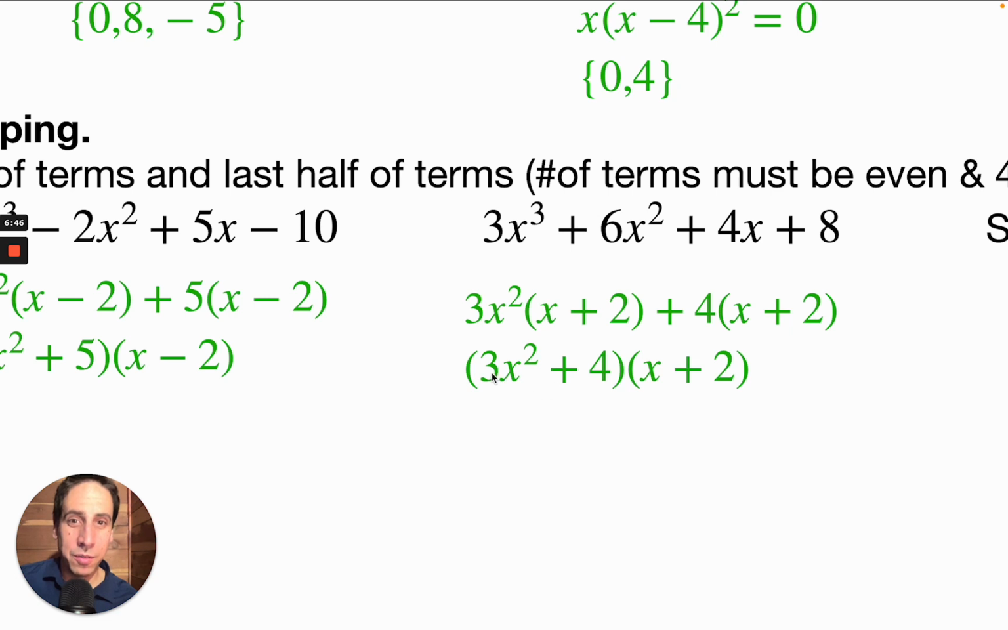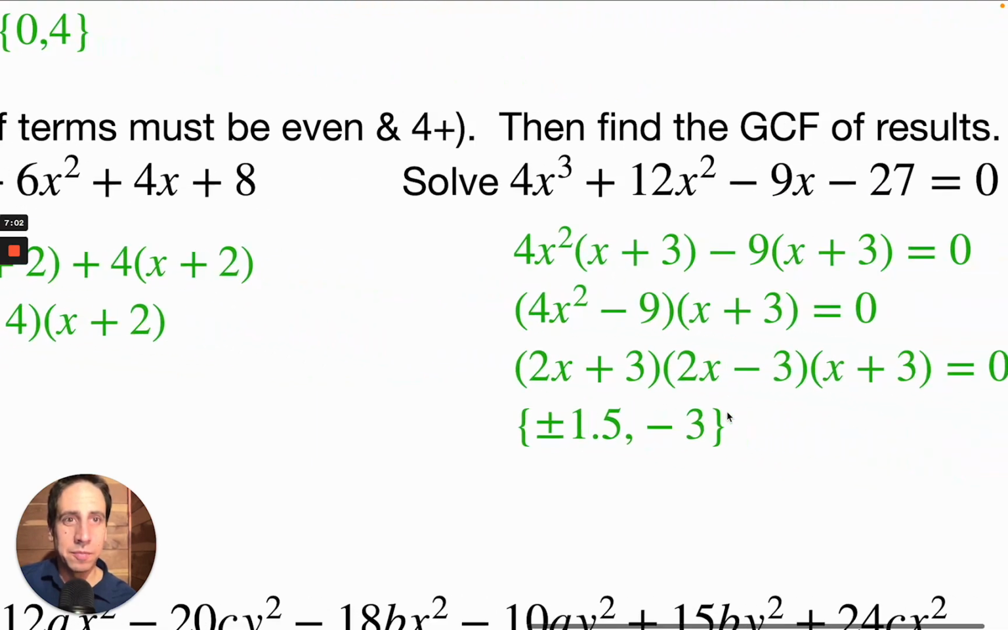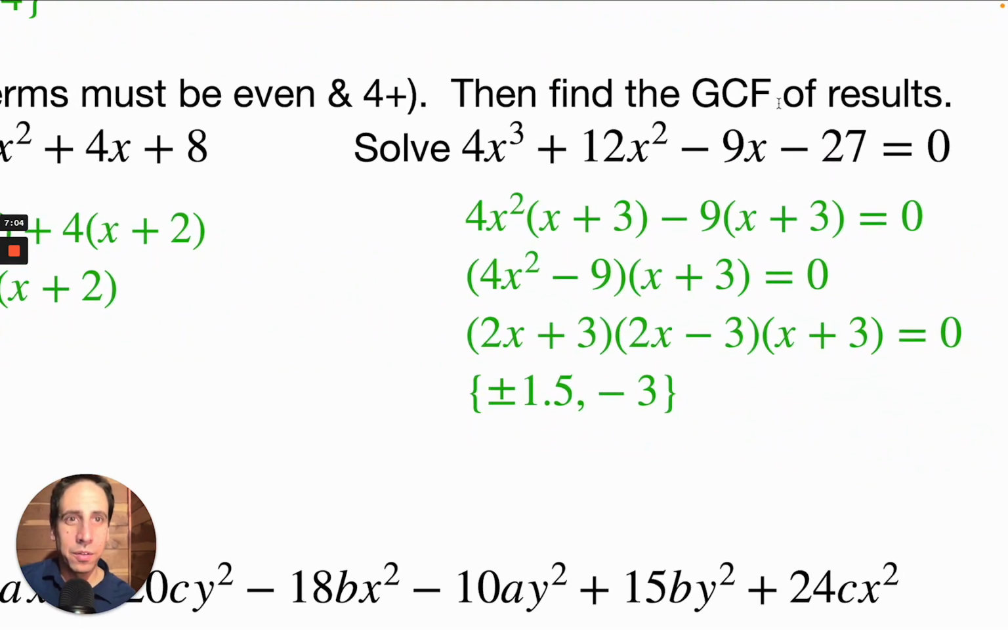Like the first term, 3x squared times x is 3x cubed. Outside term, 3x squared times 2 is 6x squared. Inside term is here, 4x, and the last term is 8. But this is reversing the FOIL. Here we go. 1, 2, 3, 4.